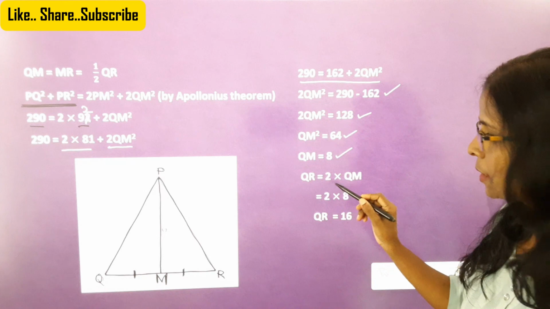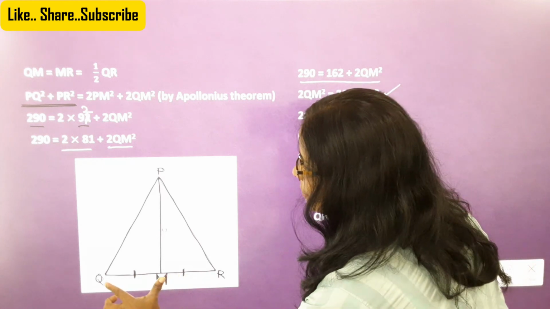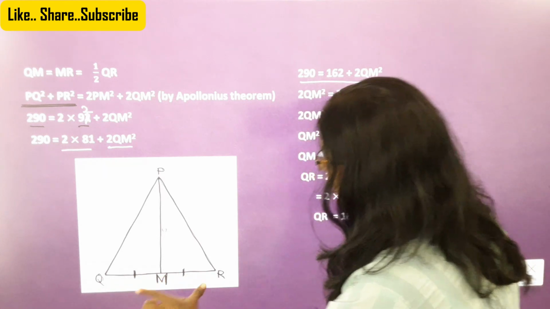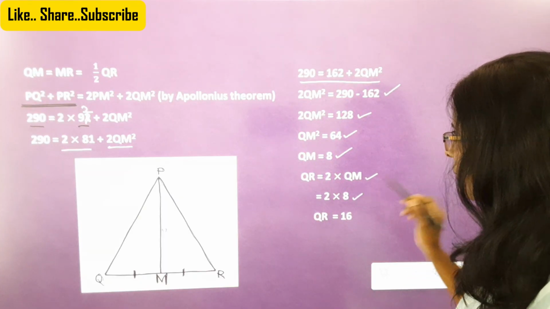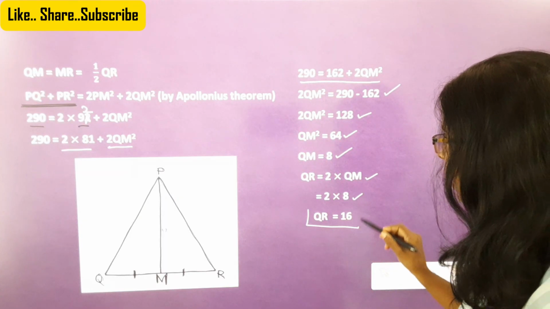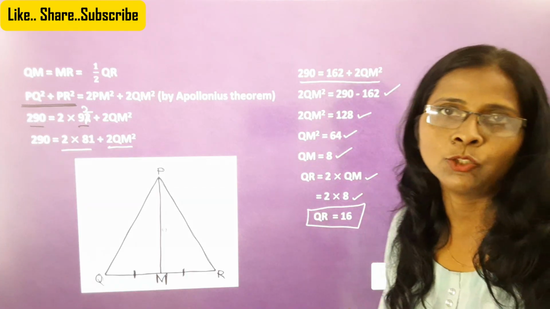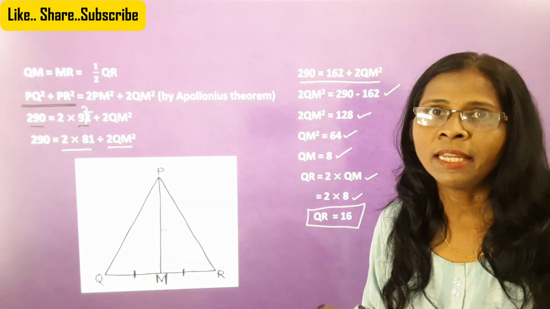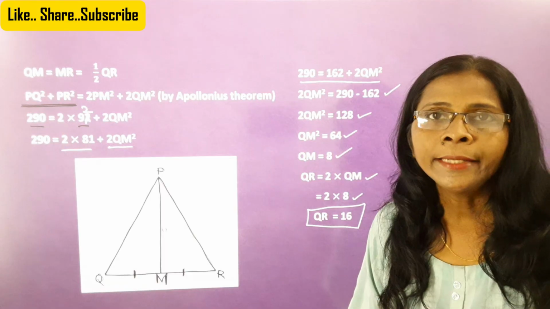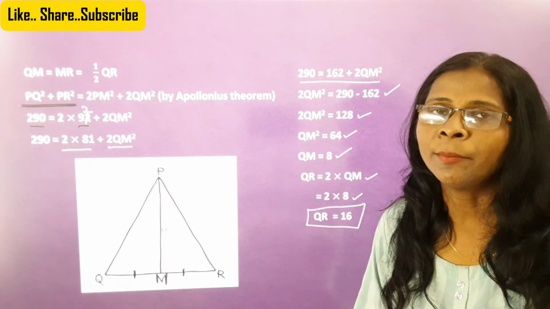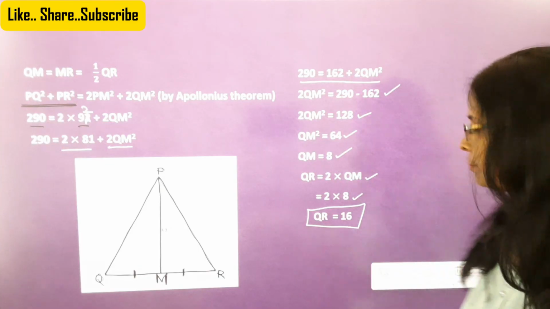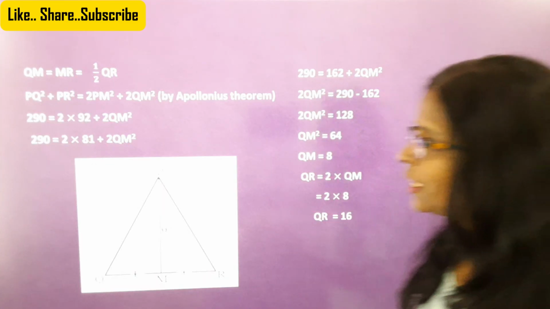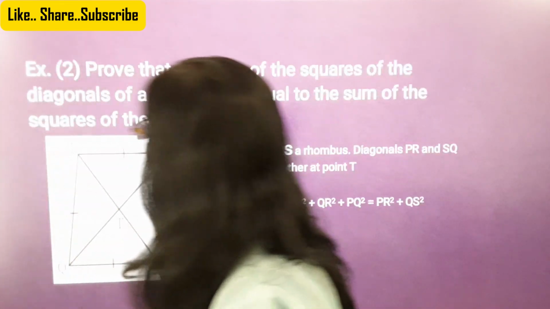So QR is equal to, now QM is equal to 8. So that's why QR is equal to 2 multiplied by QM. So 2 multiplied by 8. That means QR is equal to 16, students. Okay. So this way we can find the line segment from the Apollonius Theorem, students. Now see the next example, students.